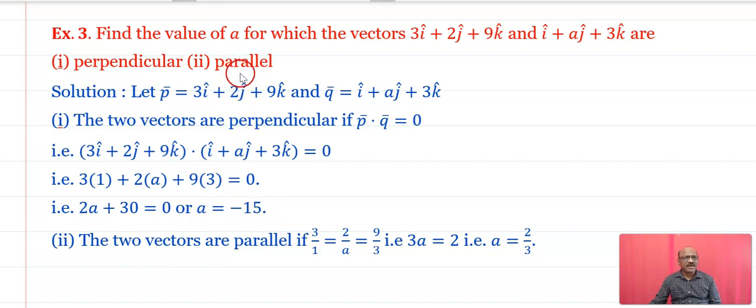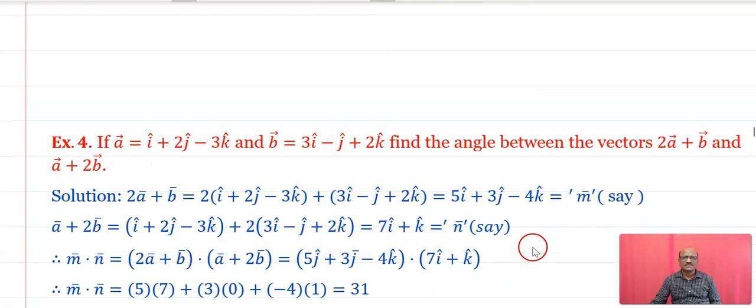Next is the parallel case. If these two vectors are parallel, then A1 upon A2 equals B1 upon B2 equals C1 upon C2. That is 3 upon 1, next 2 upon a, and the last 9 upon 3. Now here, 2 upon a equals 9 upon 3. That is, you will get 3a equals 2. Therefore, a equals 2 upon 3.